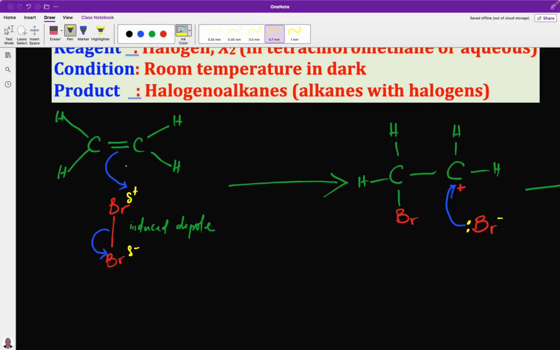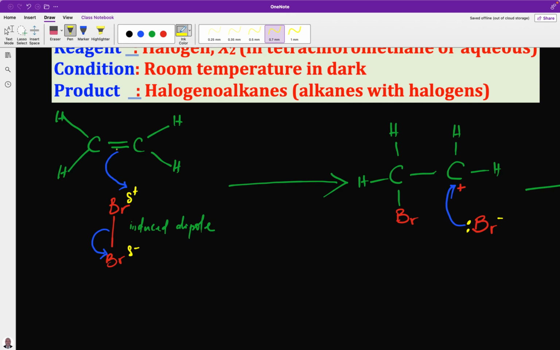Electrons are negatively charged. So what happens? They will induce a dipole. The near end of the bromine will acquire a partial positive, since electrons are negative, and the other end of bromine will acquire a partial negative charge. So now, I represent them by using my curly arrows.